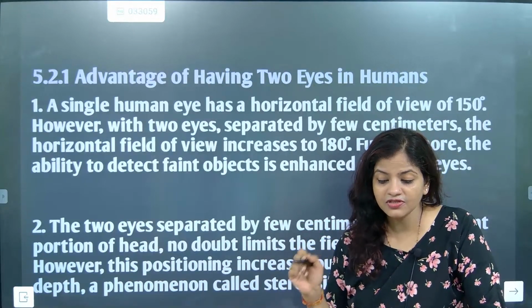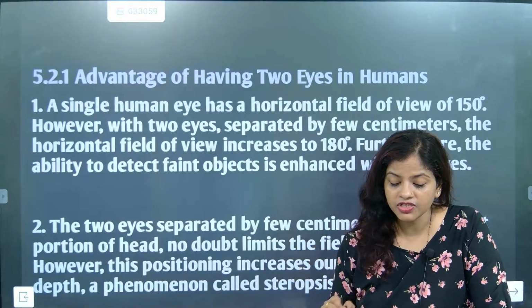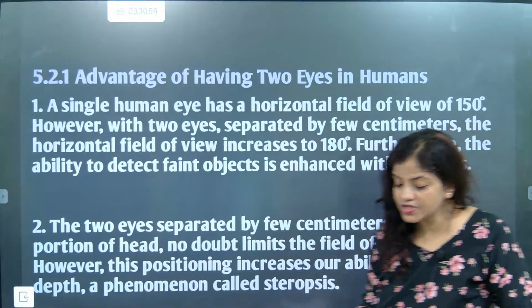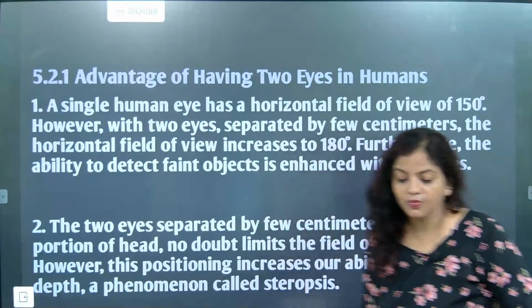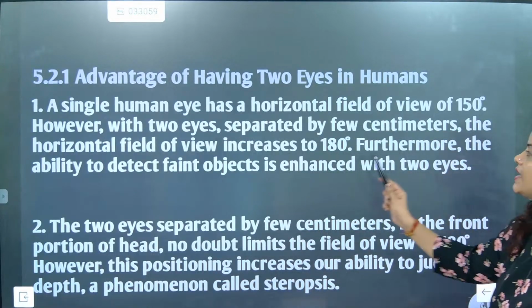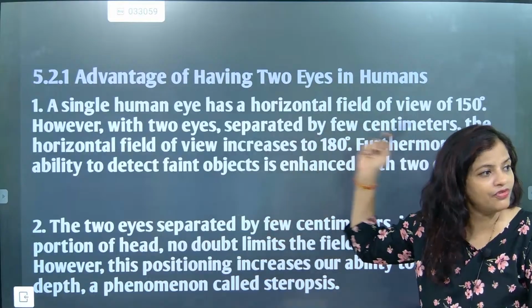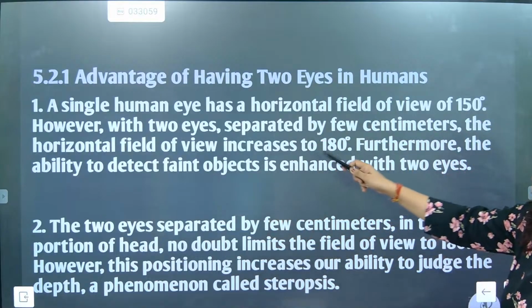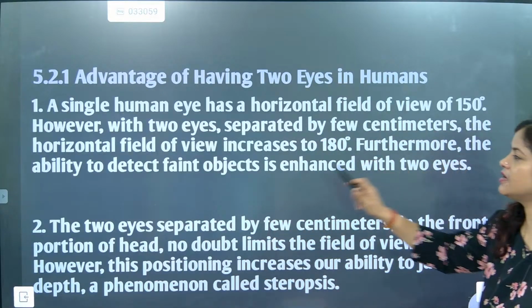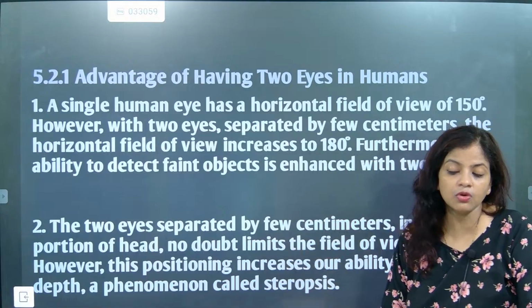Difference is there. Anu, difference is there. Now check this one out, Anu. What is the difference here, beta? I am explaining this part. So please check this. A single eye has a horizontal field of view of how many degrees? 150 degrees. However, with eyes separated by a few centimeters, the horizontal field increases to 180 degrees.